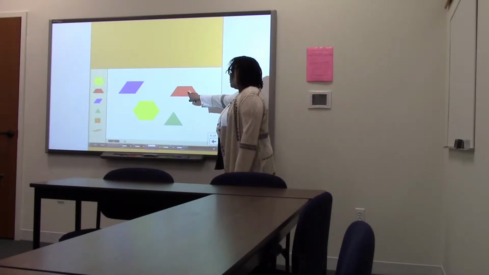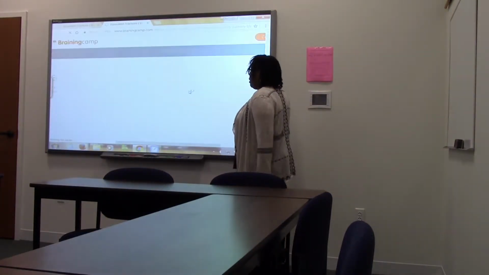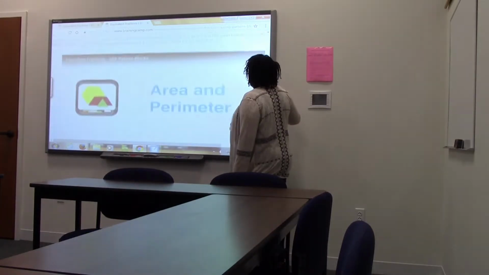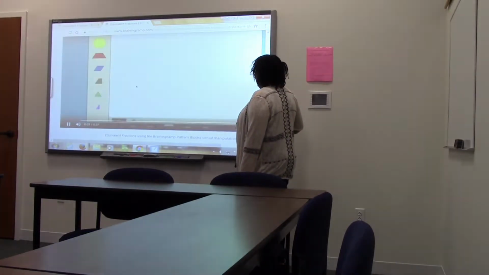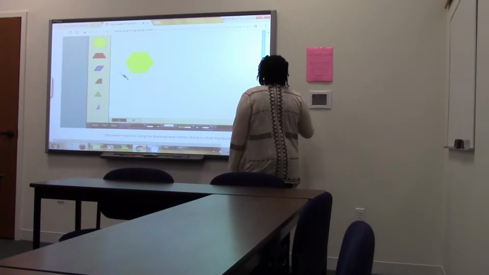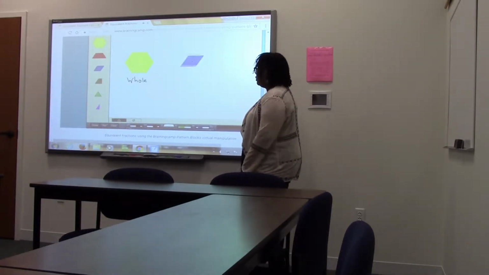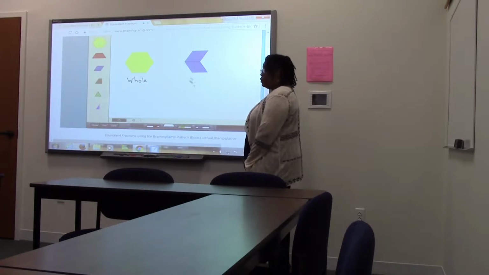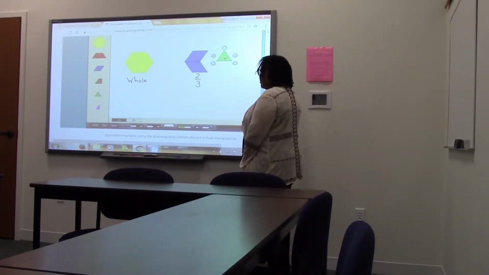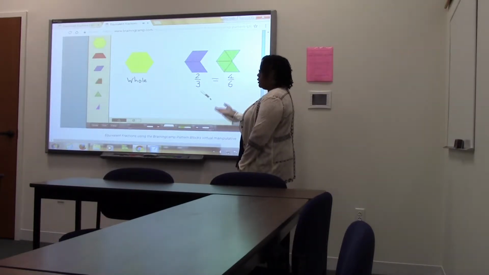So next, we're going to watch a short little video that's going to help us learn a little bit more about equivalent fractions. Then 2 blue rhombuses will equal 2/3. And then we can use 6 green triangles to equal 4/6. From this picture, we can see that 4/6 will be equivalent to 2/3.